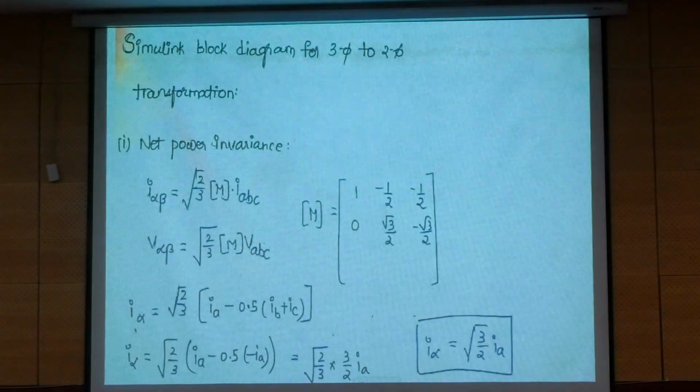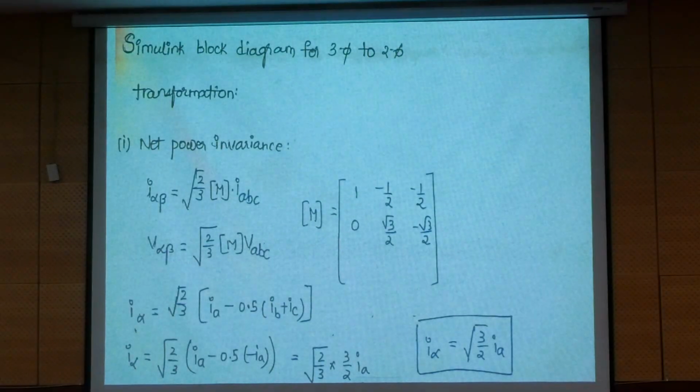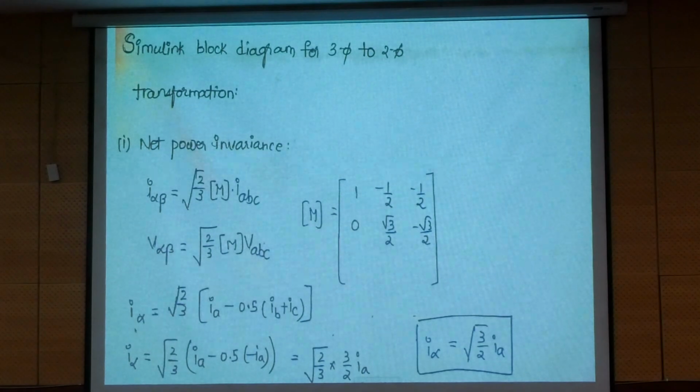So I alpha, I beta, V alpha, V beta is square root of 2 by 3 into the transformation matrix. In the transformation matrix, if you take theta 0, cos 0 is 1, cos 120 is minus 0.5, cos 240 is minus 0.5, next sin 0 is 0, sin 120 is root 3 by 2, sin 240 is minus root 3 by 2, right? Now take this equation, solve it in simulation and tell me; you have to get the same results. Take this equation, do it first.